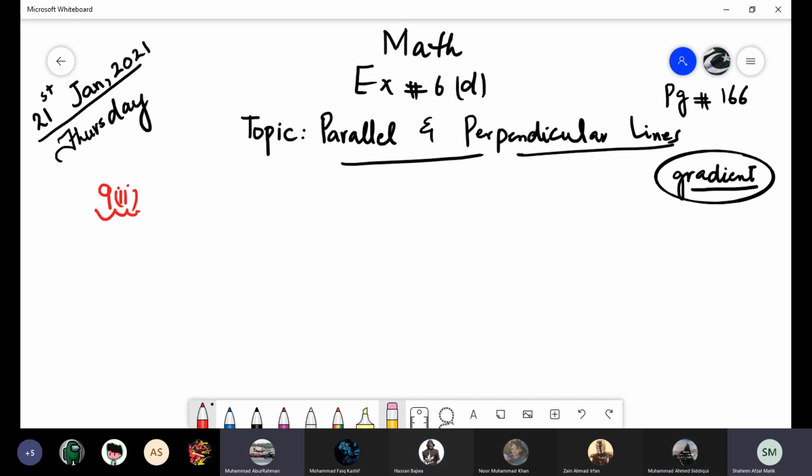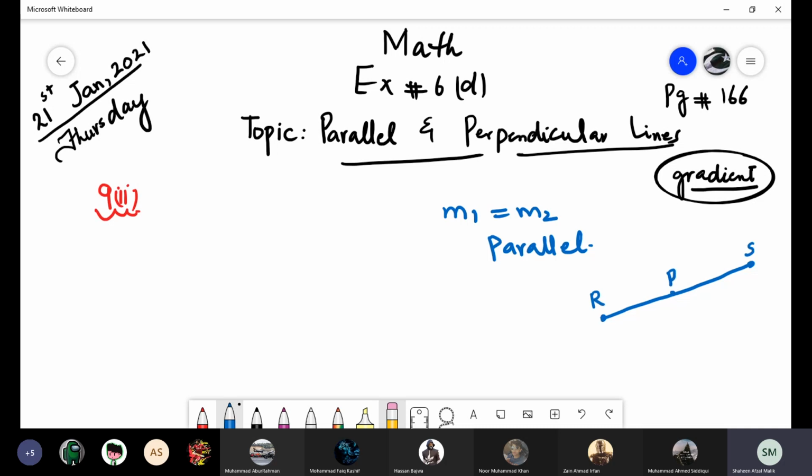M1 is equal to M2, ma'am. Not M1 is equal to M2. My dear, look at this. M1 and M2, this we are using when the lines are parallel. But if there are 3 points on any line, like in this question 9, there are the points R, P and S. So we can say there are 3 points.